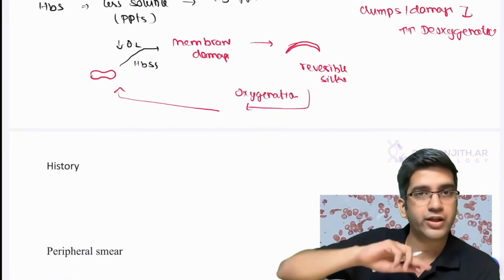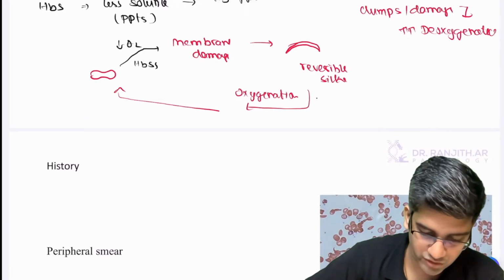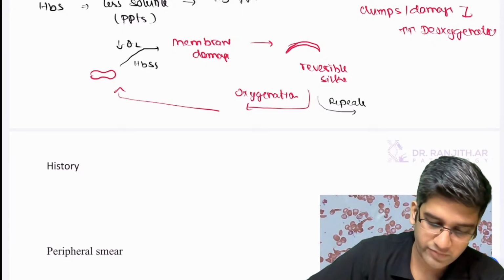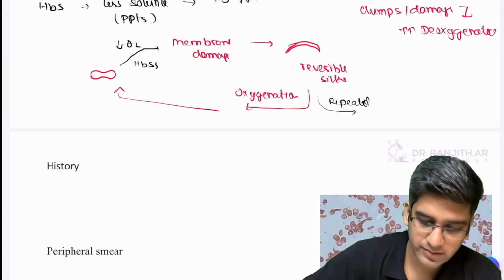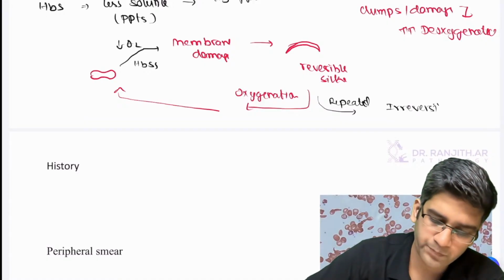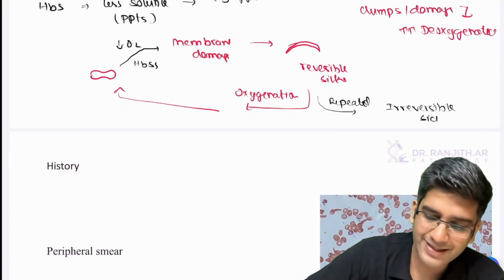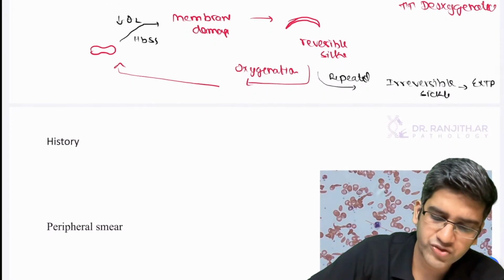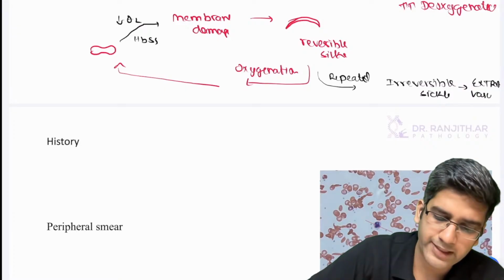But at some point of time, with repeated attempts of sickling, there's a possibility it can become an irreversibly sickled RBC. So once it becomes an irreversibly sickled RBC, the same routine, it also will undergo extravascular hemolysis.